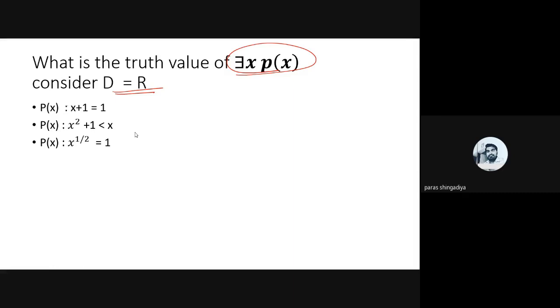Okay, so just practice it by yourself, and also try it for every x P(x) for these three functions. Check the answer of every x P(x) also. x plus 1 is equal to 1, x square plus 1 less than x, and root x means x raised to 1 by 2 is equal to 1. Just check the answer of true or false for there exists x P(x) as well as every x P(x). Both parts you have to do. Just practice it by yourself. It's very easy.